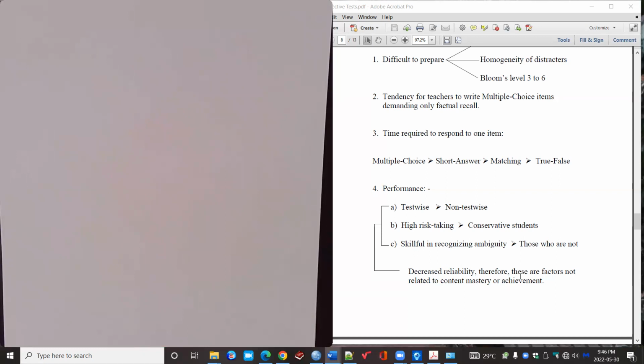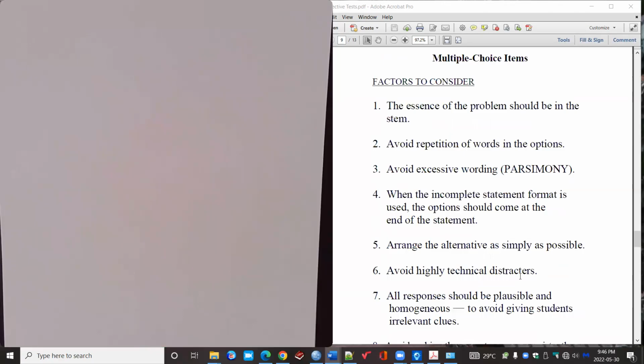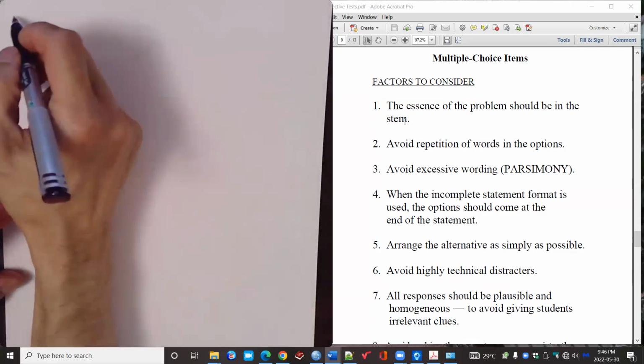Okay, so that's okay. Factors to consider. The essence of the problem should be in the stem. For example, the stem should consist of a statement that contains a verb. Nice. Then the reliability of this type of test item will be a lot better than if we have something like this, okay?